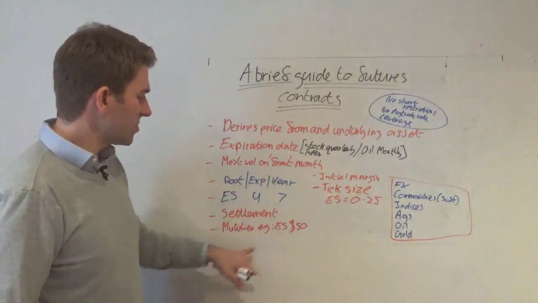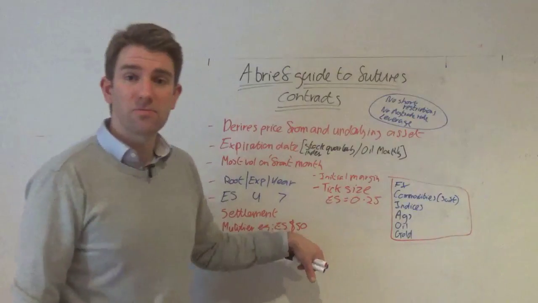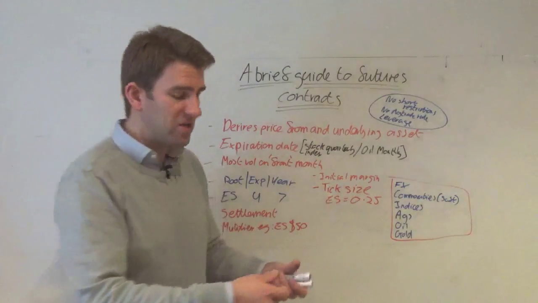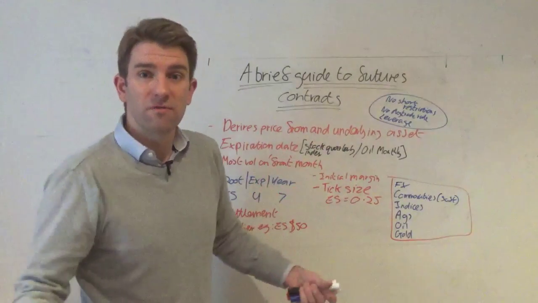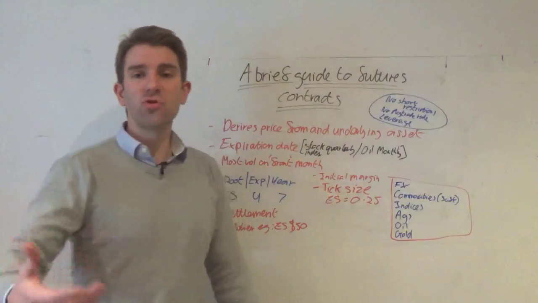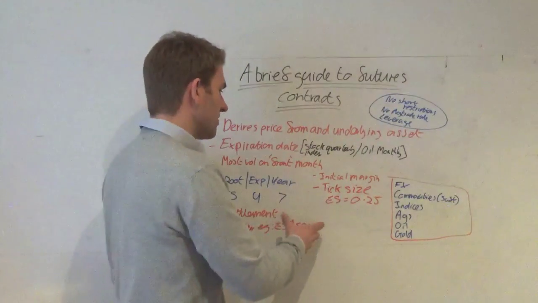And then you've got a multiplier. So for ES, you've got 50, and that really means that you're multiplying the value of the futures contract. Let's say it's 2,140 times 50 to get your notional value of the contract. So it's just a multiplier.